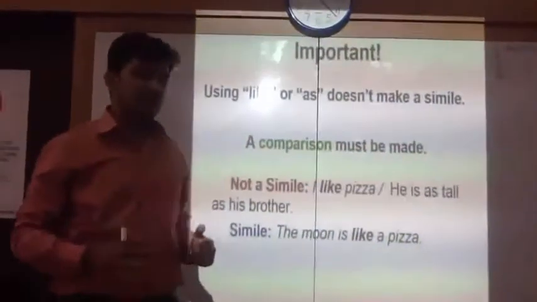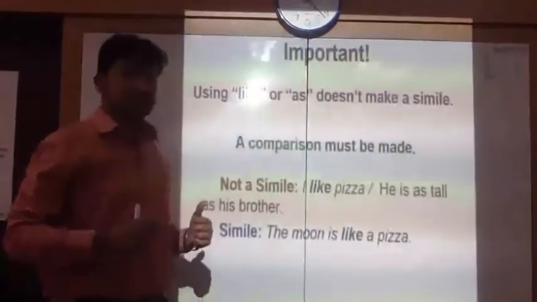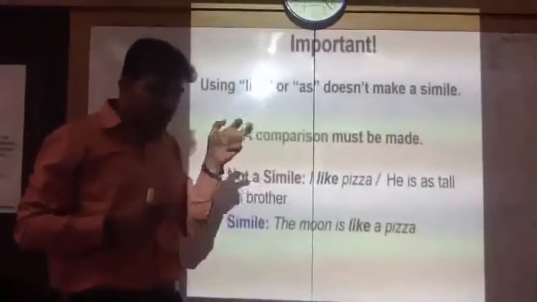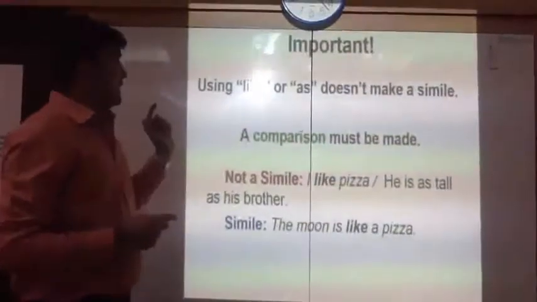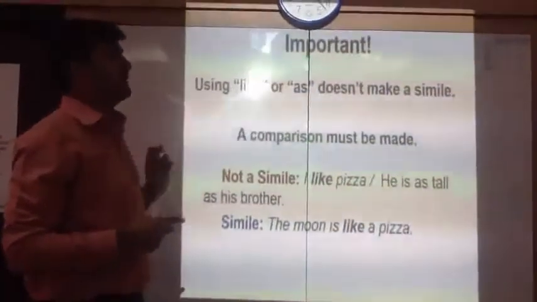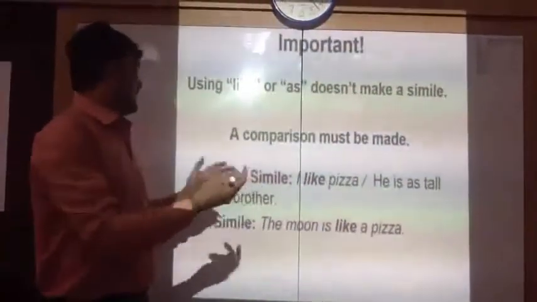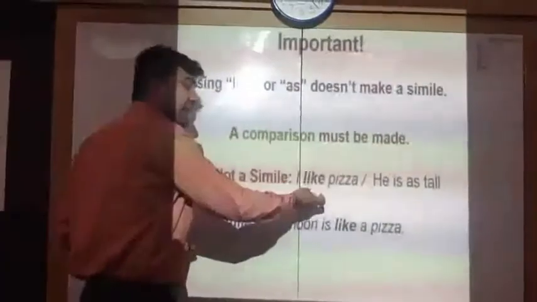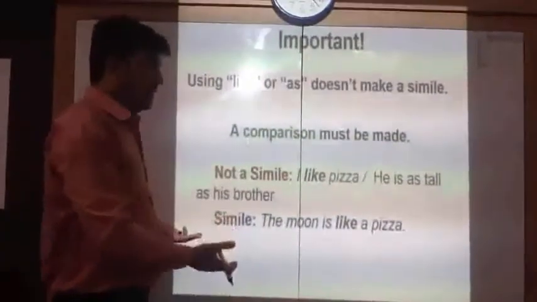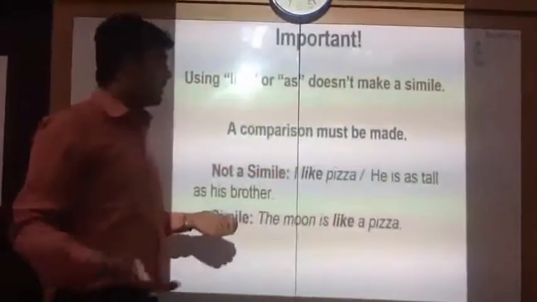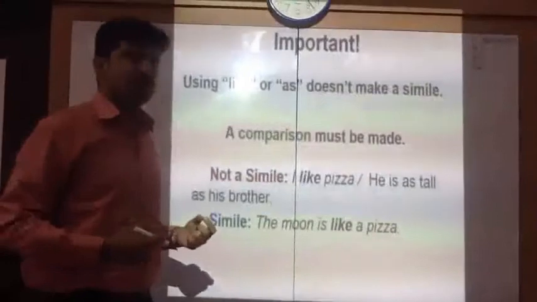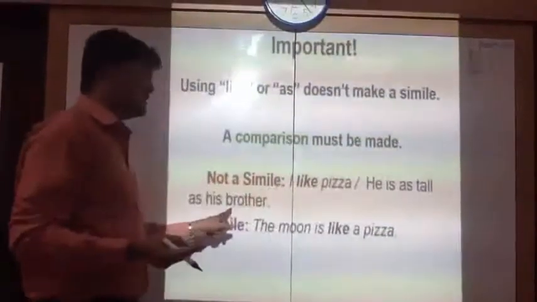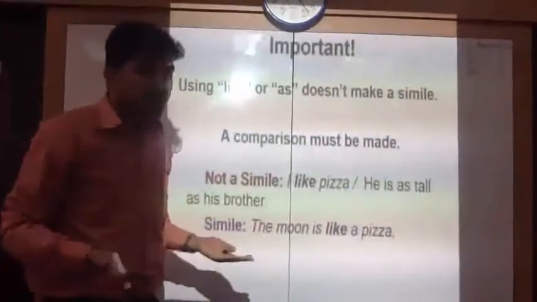There are a few rules which we have to be careful about. I told you simile is a direct comparison made between two unlike things with the help of the words as, like, so. So these three points you have to be very careful about. Here, using like or as does not make a simile. For instance, I like pizza, or he is as tall as his brother. Now in this statement, I like pizza, you're not comparing anything. Though you are using like, you're not comparing anything. Hence, it is not a simile. But in the second statement, he is as tall as his brother, a comparison is made. But still it is not a simile, because the rule says that there should be a comparison made between two unlike things. Here, he and his brother are the same kind, so you cannot make that comparison and call it a simile.